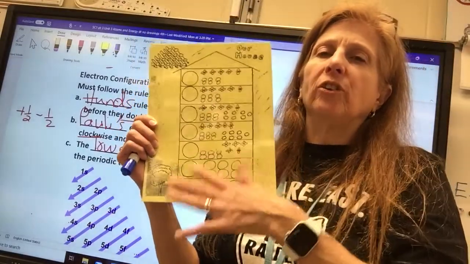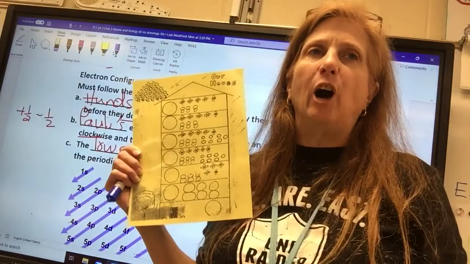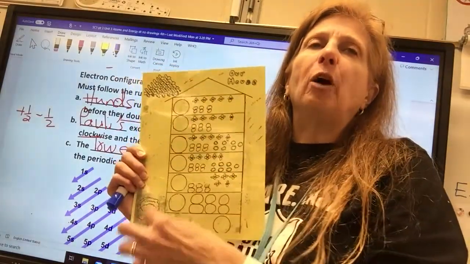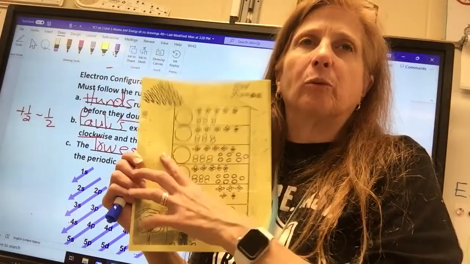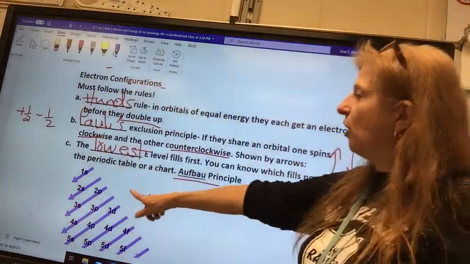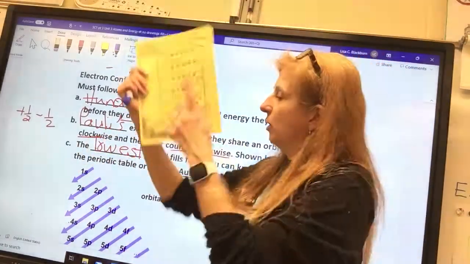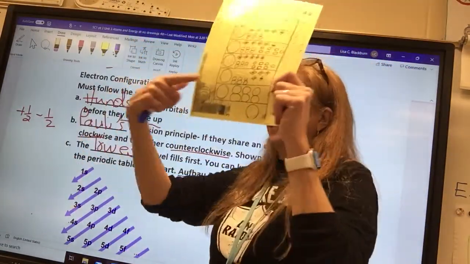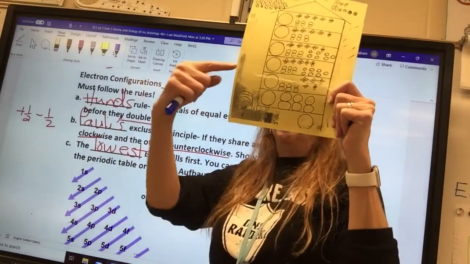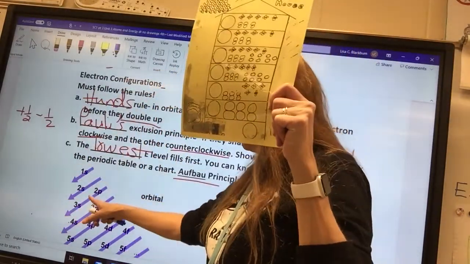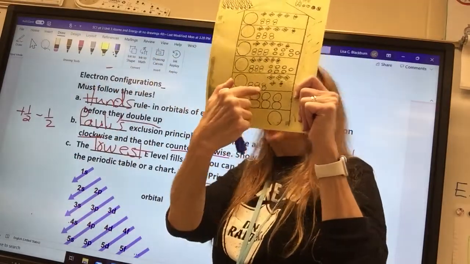The orbitals do not just fill from the bottom to the top. Sometimes the electrons would rather jump up another level for a nicer room. This chart tells what order they fill in. 1s fills first, then 2s, then 2p, then 3s, then 3p.